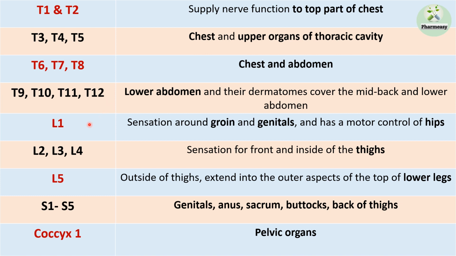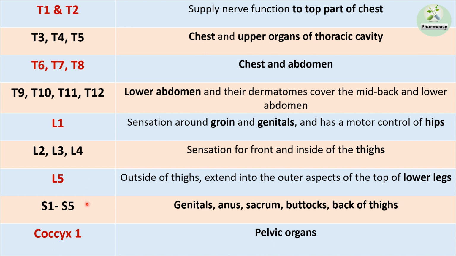L1 or lumbar 1 nerve stimulates sensation around groin and genitals and has a motor control of hips. L2, L3, L4 nerves stimulate sensation for front and inside of the thighs. L5 supplies nerve function to outside of thighs and extends into the outer aspects of the top of lower legs.